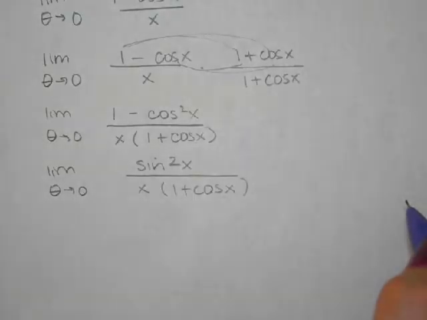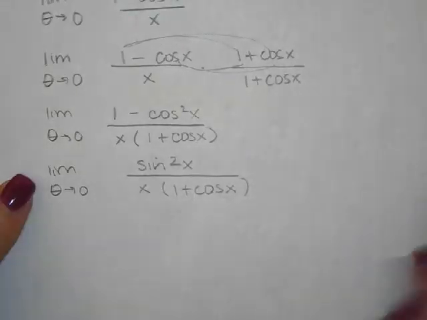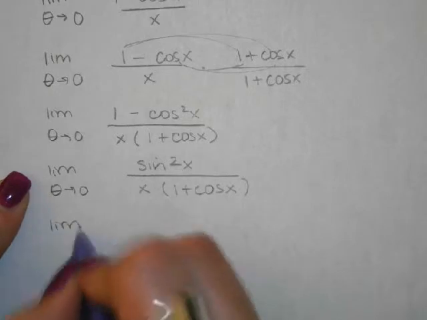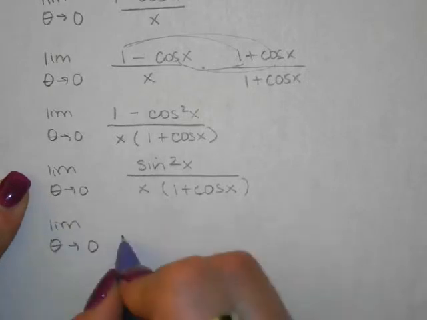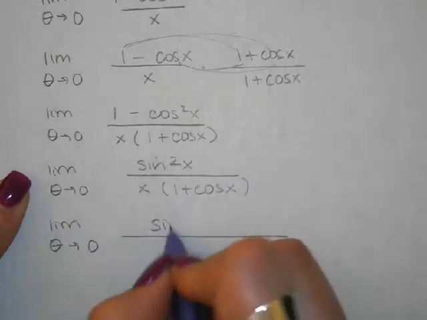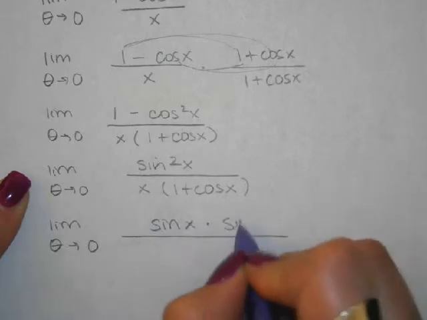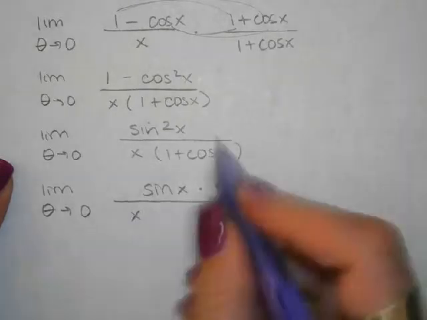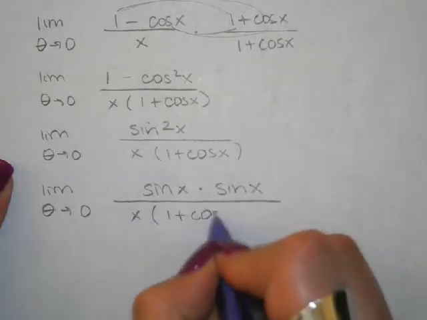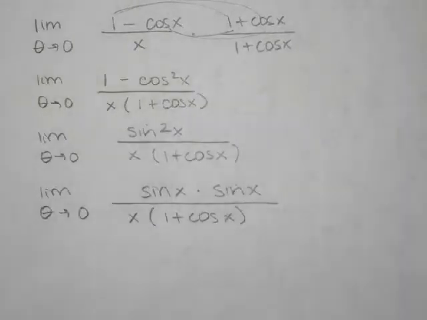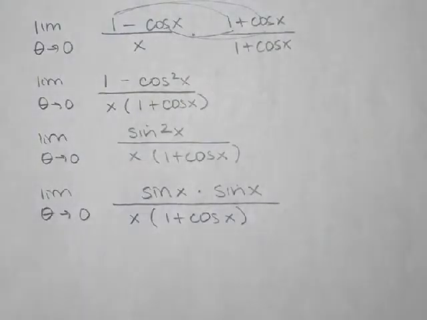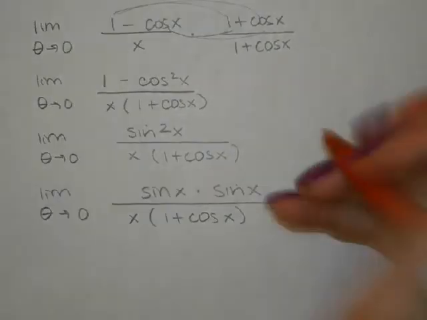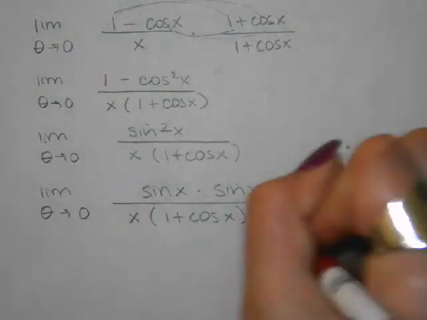Okay, and then here is how they finish this proof. They manipulate things a little bit. So what they do is on the top, instead of saying sine squared, we're going to think of it as one sine times another sine. And we have that x, and we have the 1 plus cos x. And what I'm going to do is on the top and the bottom, I'm going to multiply by x, and you'll see why in a second.